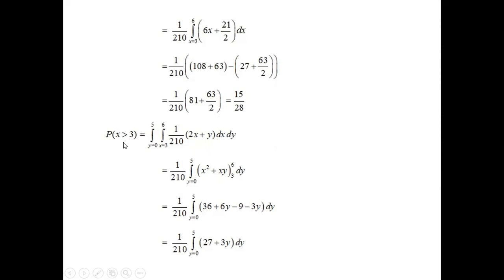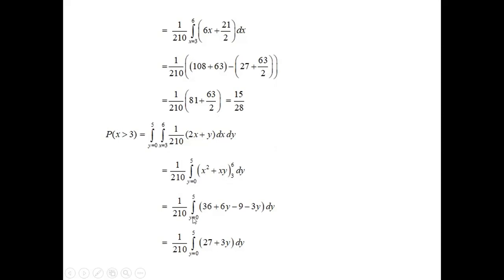Now what is the probability of x greater than 3? That means y is from 0 to 5, x is from 3 to 6. So 1 by 210 into 2x plus 5 dx dy. So 1 by 210 into, if I'm doing integration with respect to x, then 2 into x square by 2, 2 getting cancelled, plus xy from 3 to 6.